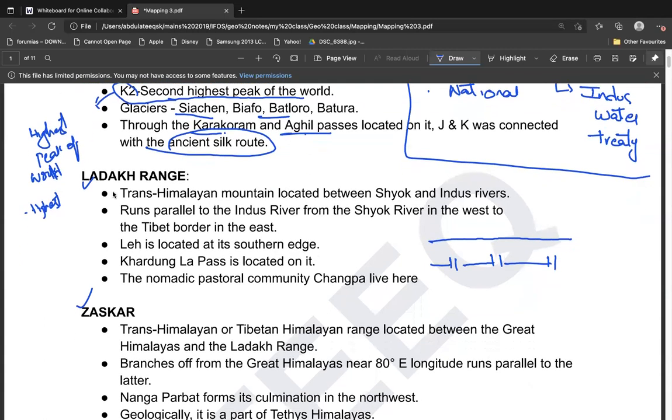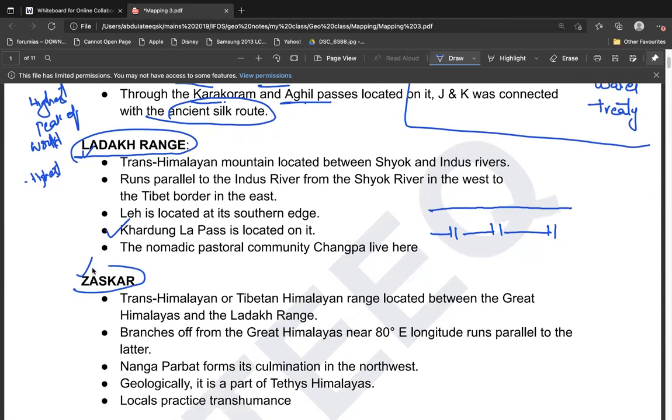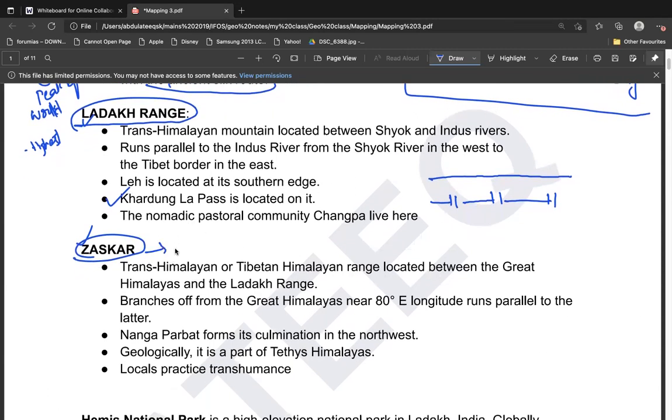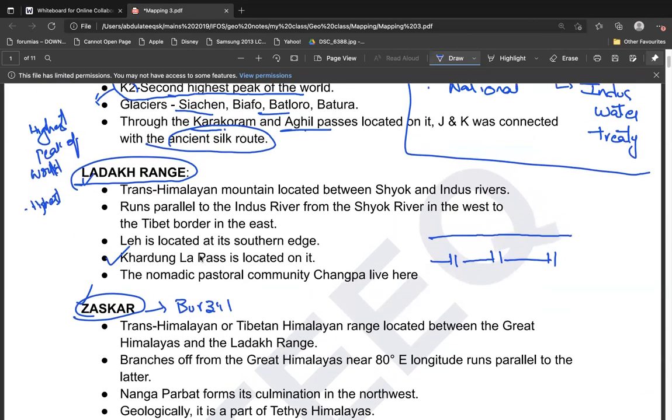Okay, so in the same way, on the Ladakh range you have the Khardung La pass, and on the Zaskar you have the Burzil pass. These passes are important. Now see, when we try to remember these passes in a separate manner, it becomes very difficult for us. But when we try to remember in this way, then it is not at all difficult for us. So only this much is required. Do not try to mug up so many things.